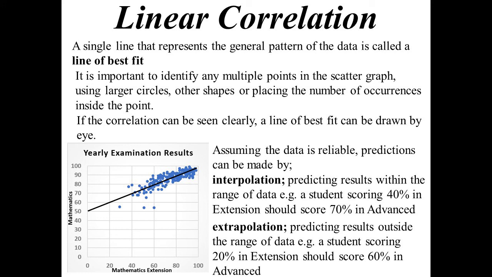Extrapolation, or to extrapolate, is when you predict outside the range of the data that you actually have. So in this case, we didn't have anyone scoring down at 20%, but I could extrapolate from our data that someone getting 20% in extension would probably get 60% in the advanced course. So that's the difference between extrapolation and interpolation. Interpolation is when you're predicting within the range of your results. Extrapolation is when you're predicting outside the range of your results.